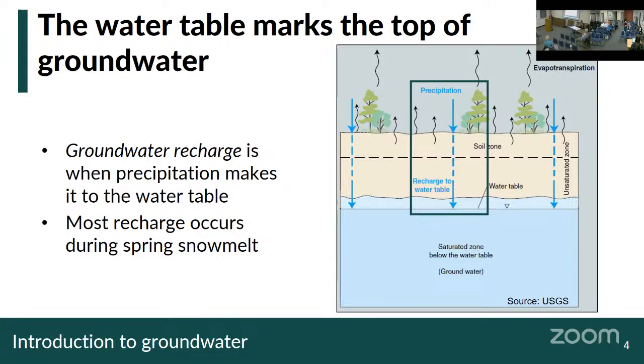So again, when it rains, some of that rain can make it past the soil root zone and recharge our water table. Knowing that, a couple of things I want you to remember. Most of this recharge is going to be happening during the spring snow melt. And that's when a lot of the plants are dead, so they're not going to take up as much water. So more of it can make it to the water table. And then the second thing is that the water table can move up and down depending upon how much precipitation we're getting. And so it's important to remember that it's not static.